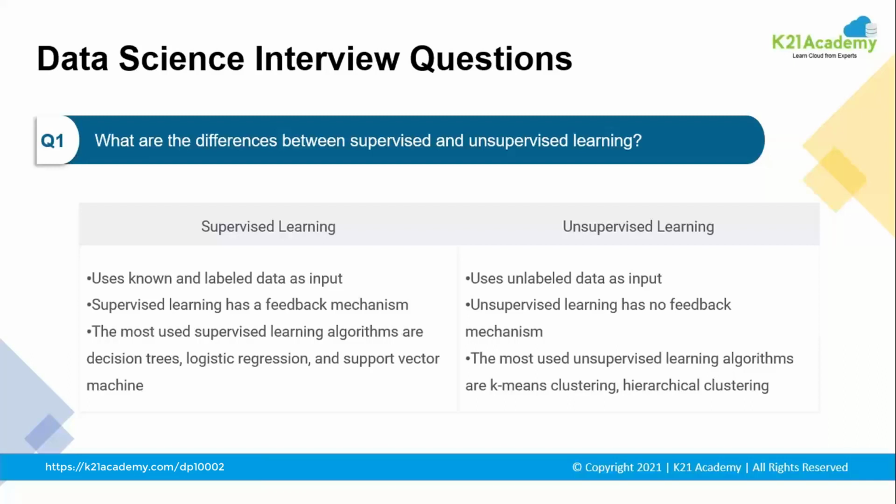Some common examples of supervised learning algorithms are linear regression, logistic regression, decision trees, support vector machines, and many more. And some popular unsupervised learning algorithms are k-means clustering, hierarchical clustering, and many more. All right then, let us move on to our next question.